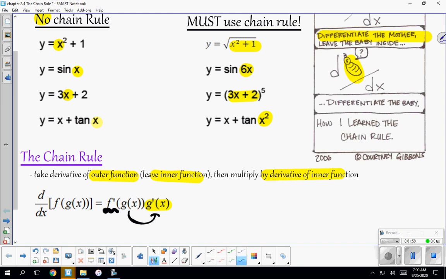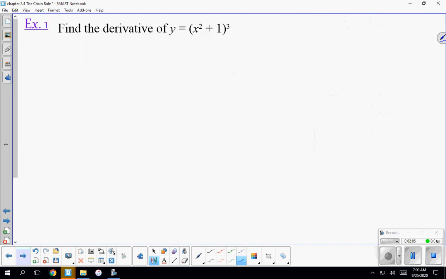Remember, we can only take the derivative of one thing at a time. So that's why we take the derivative of f, but not what's inside, and then we take the derivative of what's inside. So for our first example, here we have our inner function. Our outer function is basically like x to the 3rd. So we take the derivative of the outside first. Imagine that what's highlighted is just an x, like y equals x cubed.